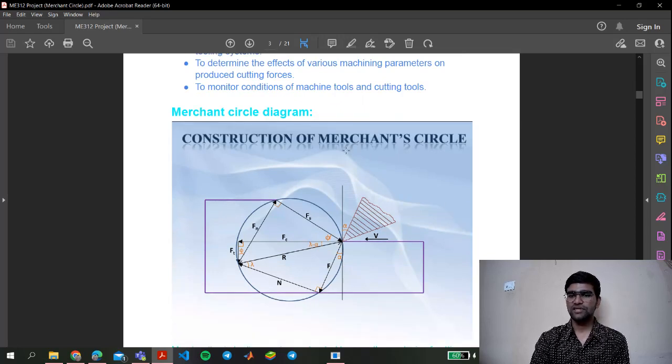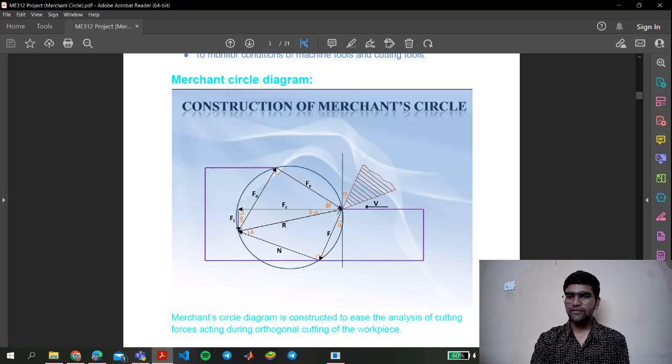Here is a merchant circle diagram in which you can see this is our tool having a rake angle of alpha. This is our cutting velocity here. This is our cutting force. This is the thrust force. And at a shear angle, we have the shear plane. F is the shear force. This is the shear normal force. And here we have the friction force at an angle alpha downward. Here is the normal force. In this notation, lambda is our friction angle.